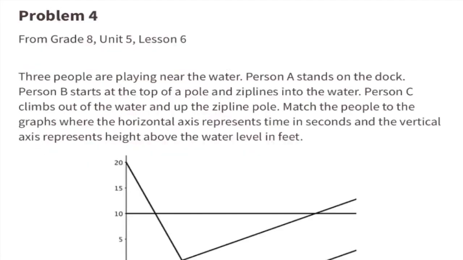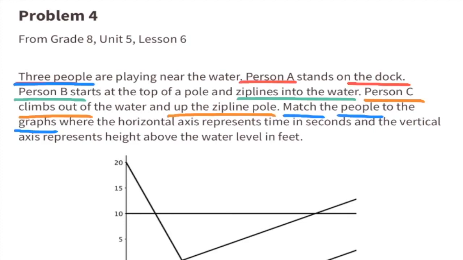Problem number 4 from 8th grade, Unit 5, Lesson 6. 3 people are playing near the water. Person A stands on the dock. Person B stands on the top of a pole and zip lines into the water. Person C climbs out of the water and up the zipline pole.